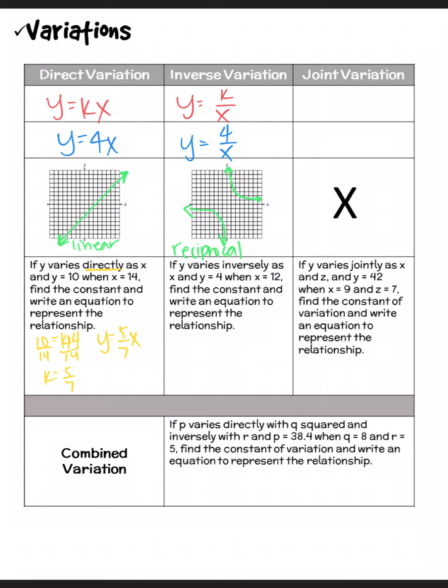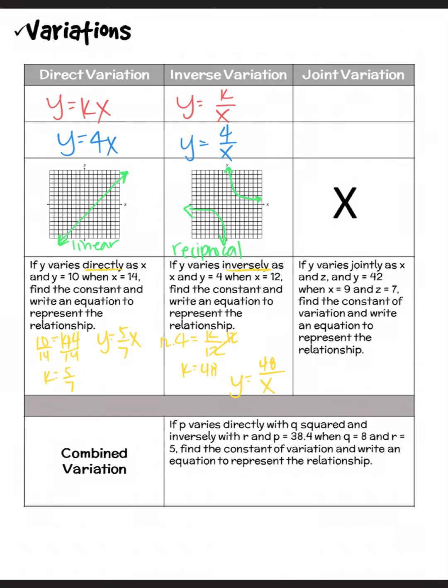A word problem example, if y varies inversely as x, y equals 4 when x is 12. Find the constant and write an equation to represent the relationship. So this time, since we've got k divided by 12, to find k I would multiply both sides by 12. K equals 48. And then rewrite that. Y equals 48 over x. This would be our equation.